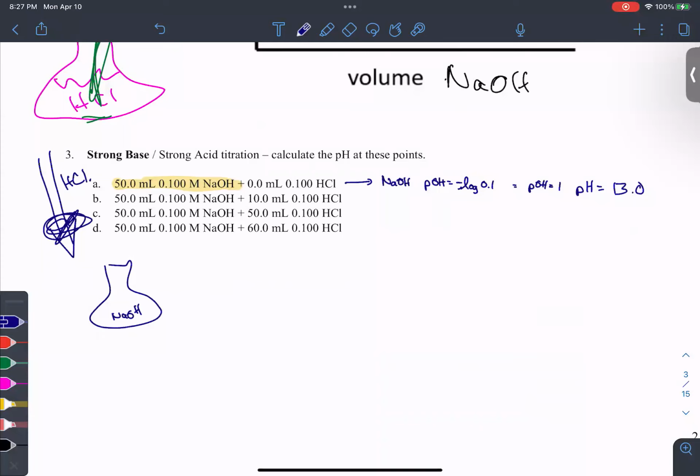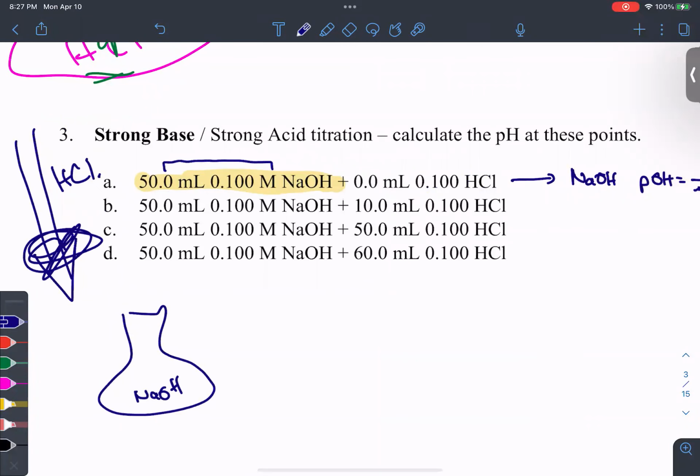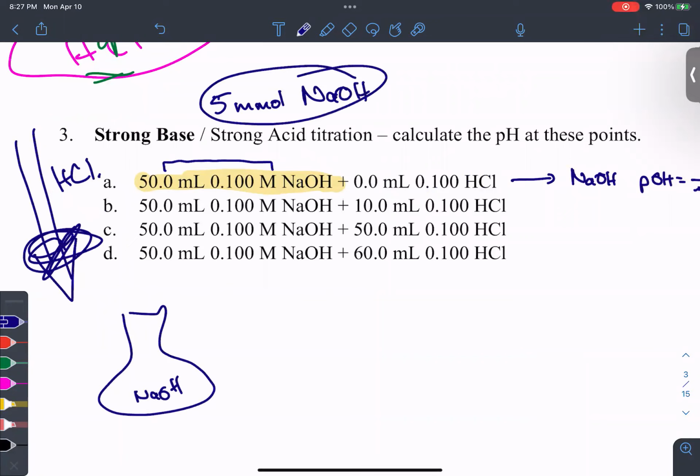Okay, so we start with 50 milliliters of sodium hydroxide. Let me calculate the millimole amount of that. That's about 5 millimoles of base, sodium hydroxide. That's how much is in this flask, 5 millimoles. All right, so let's look at point B. We still have 5 millimoles reacting, but now it's reacting with acid, HCl. So what's going to happen is that acid's going to neutralize some of the base, just some of it.